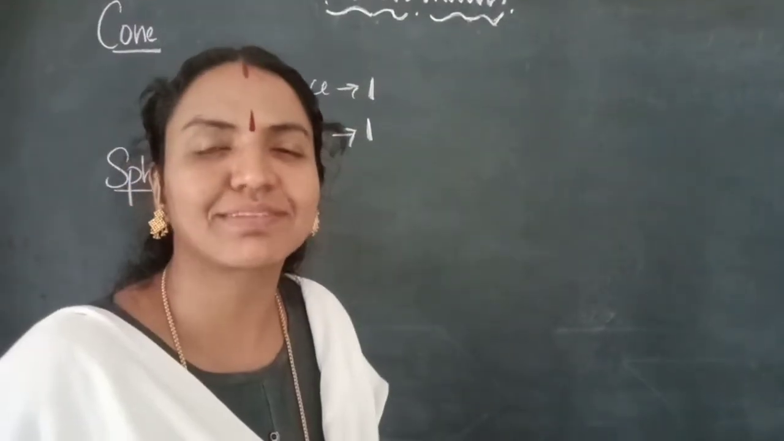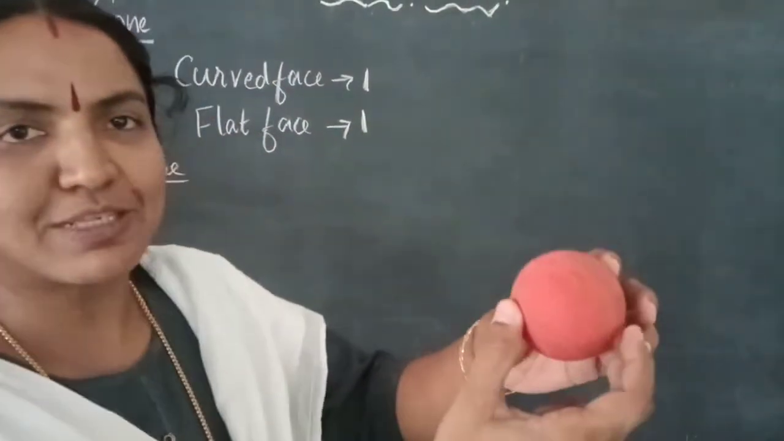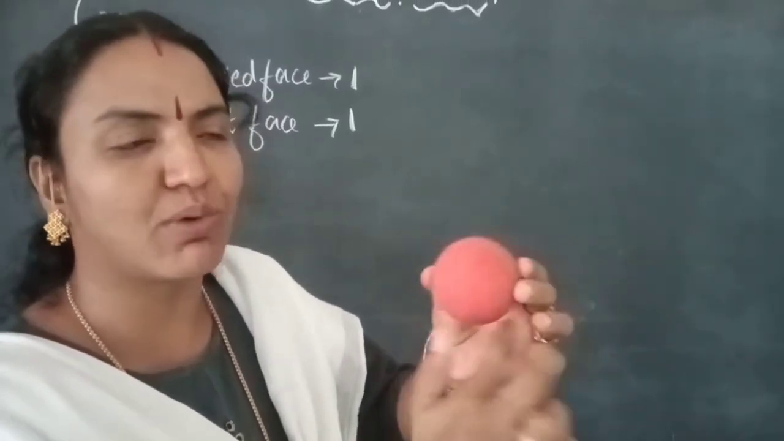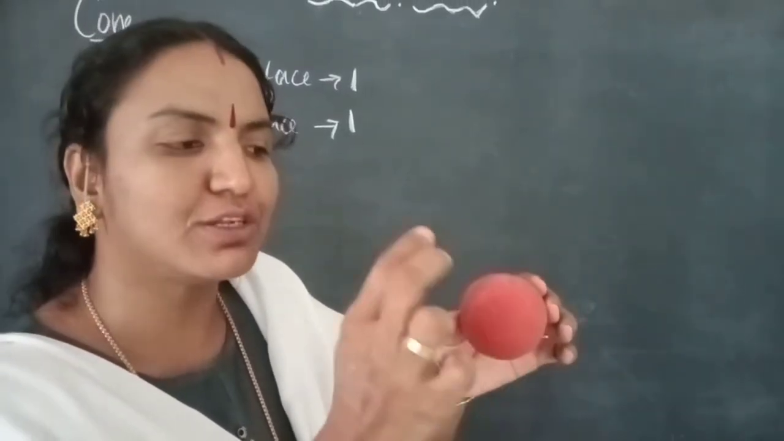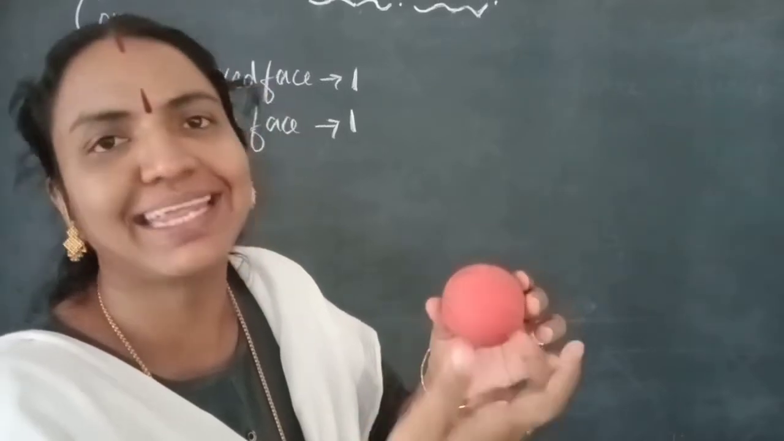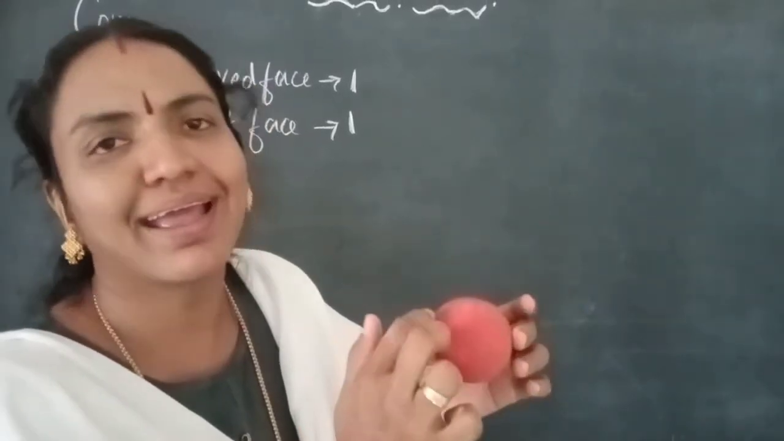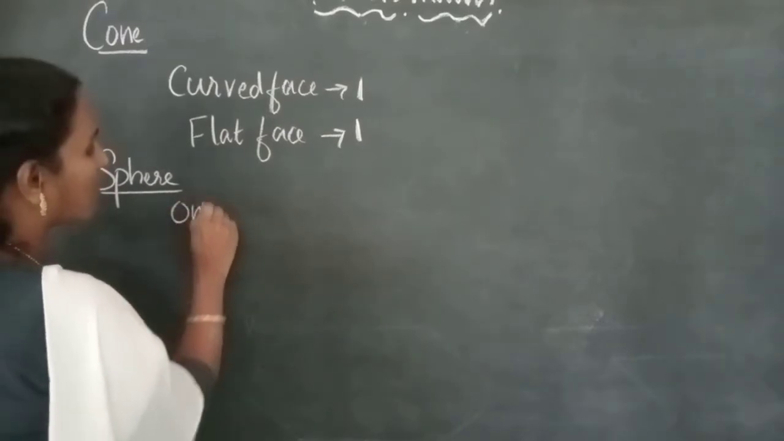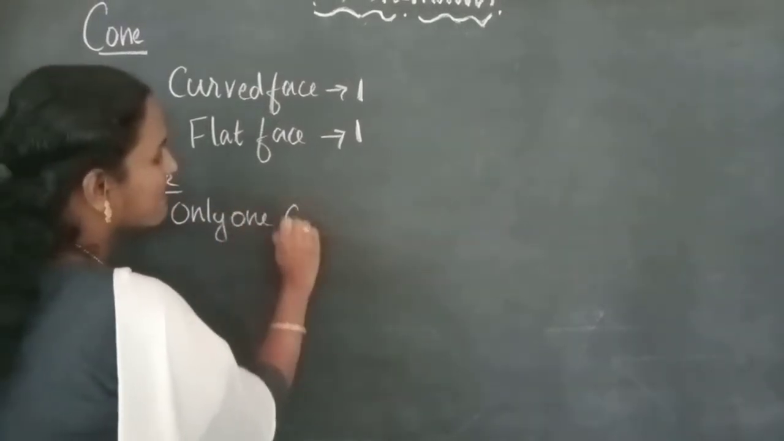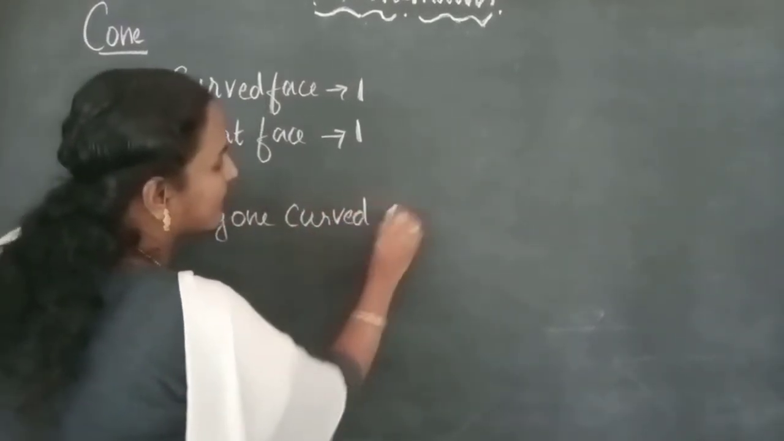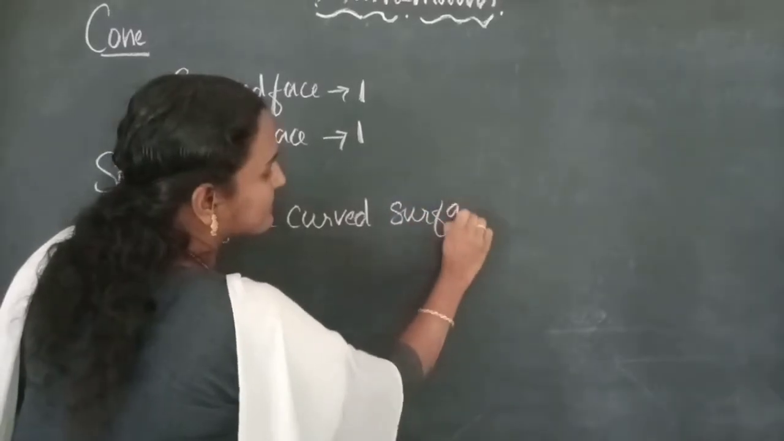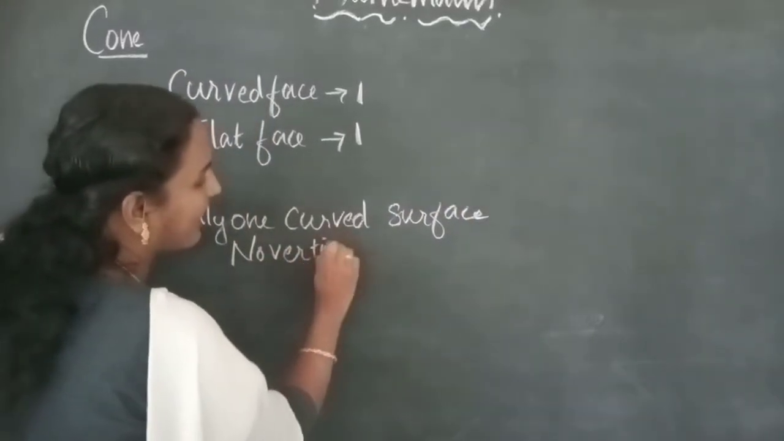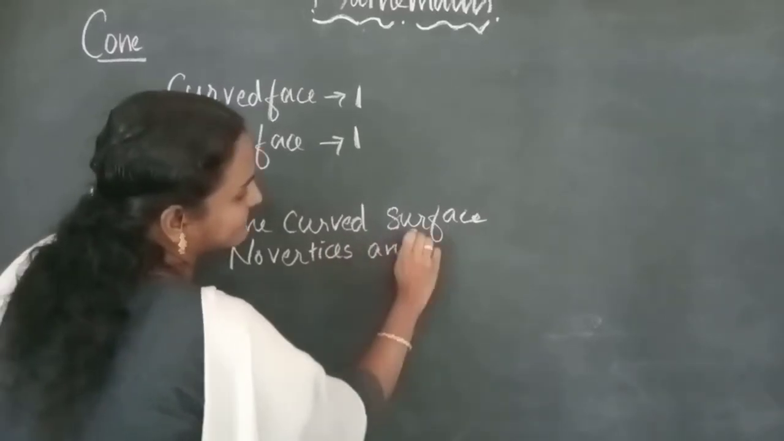Next 3D shape is sphere. This is a sphere. It has only 1 curved surface. It has no vertices and edges. Sphere: it has only 1 curved surface, no vertices and edges.